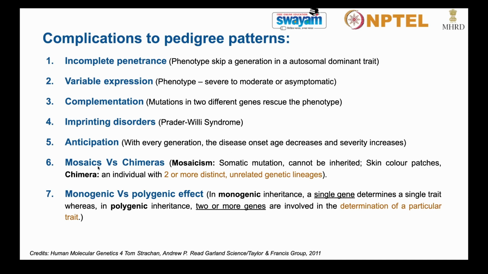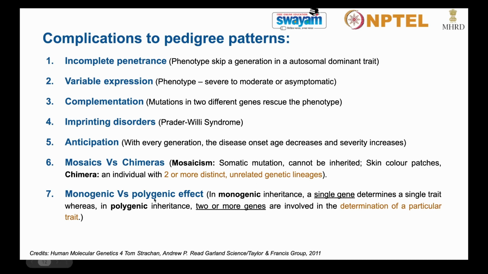So the next complication is mosaics and chimeras. Mosaicism means whenever you observe somatic mutations which cannot be inherited, but still you observe phenotypic patterns in the individual, such as skin color patches. Then comes the chimera. In the chimera, an individual has two or more distinct or unrelated genetic lineages. For example, in heterochromia, a child is born with two different eye colors. In that way, it is a chimera in which two or more distinct and unrelated genetic lineages are present.